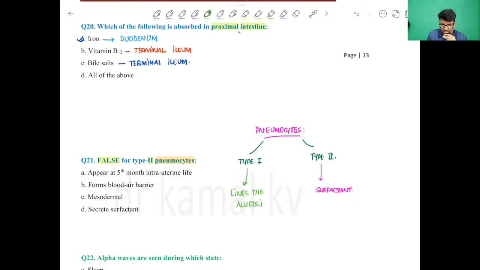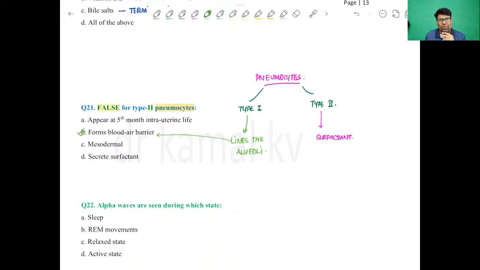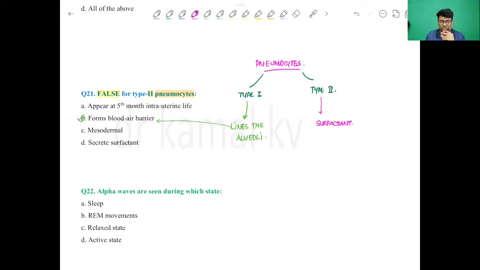Clear? So therefore, this is not the function of type 2 pneumocytes. Blood air barrier, this is the function of type 1 pneumocytes, right? So this is just different words for lining of alveoli. This is forming blood air barrier. Clear? So this is type 1 and type 2 pneumocytes.